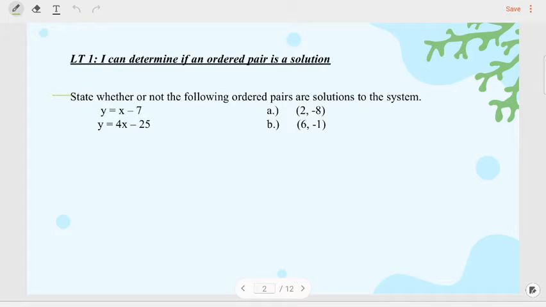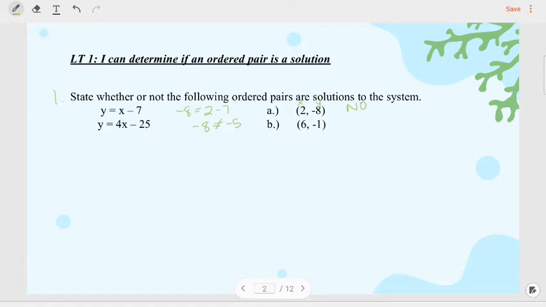So question number 1 says to state whether or not the following ordered pairs are solutions. So I'm first going to test part A. So is (2, -8) a solution? In order to test that, this is my x and this is my y. Plug those values in. -8 is equal to 2 minus 7. Now is that true? 2 minus 7 is -5. -8 does not equal -5. So the answer to A would be no.